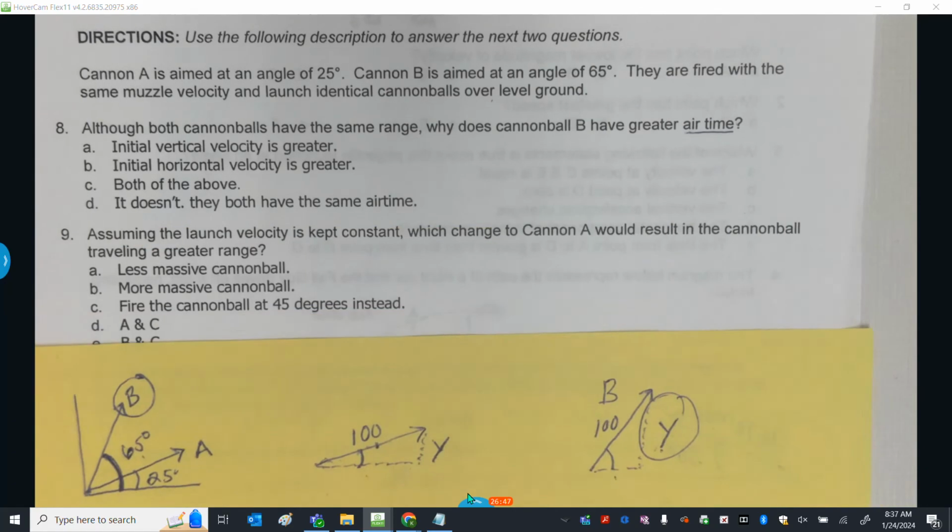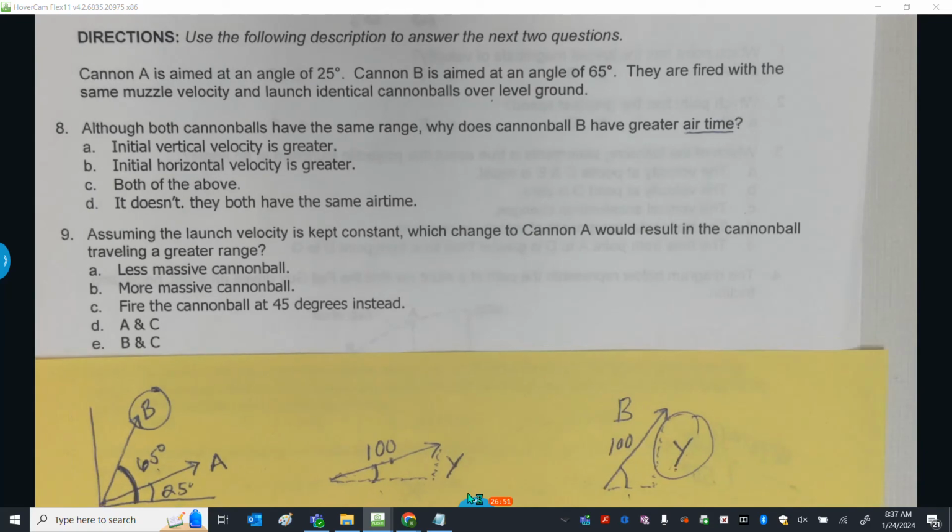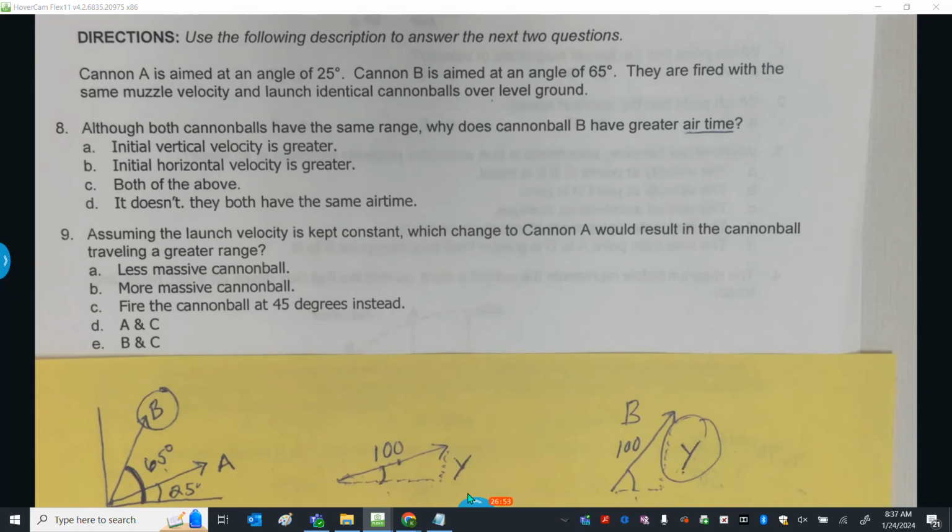Number 9. Number 9 says, assuming the launch velocity is kept constant, which change to cannon A would result in the cannonball traveling a greater range? So the first two options are about the mass of the cannonball. Okay, it could be more massive or less massive, but it's about the mass. We've talked about this a few times now, but again, if you need to make a note of it, make a note. Mass does not affect your trajectory. It doesn't affect your range. It doesn't affect your airtime.